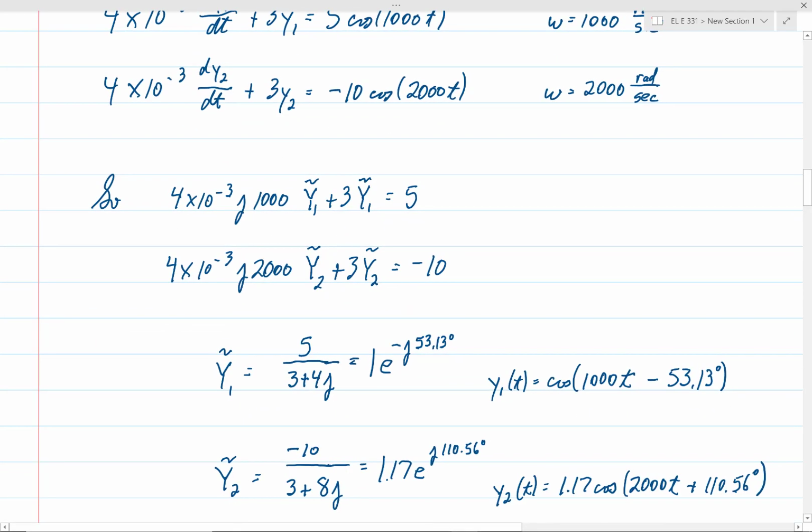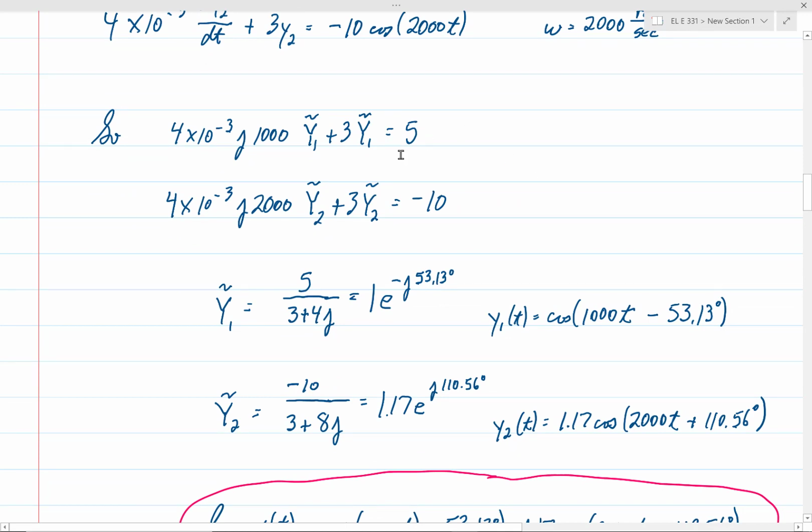Okay, so if you solve the first equation for y1 tilde, you will get this formula, which, if you plug that into Wolfram Alpha, will give you this.